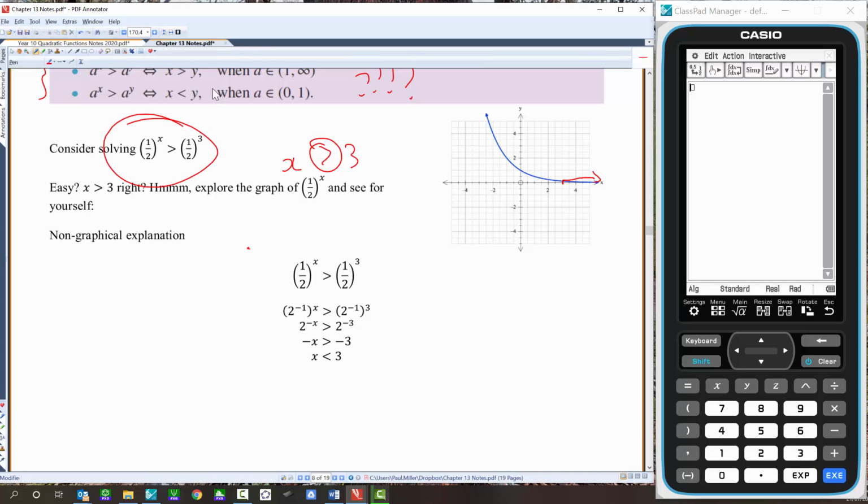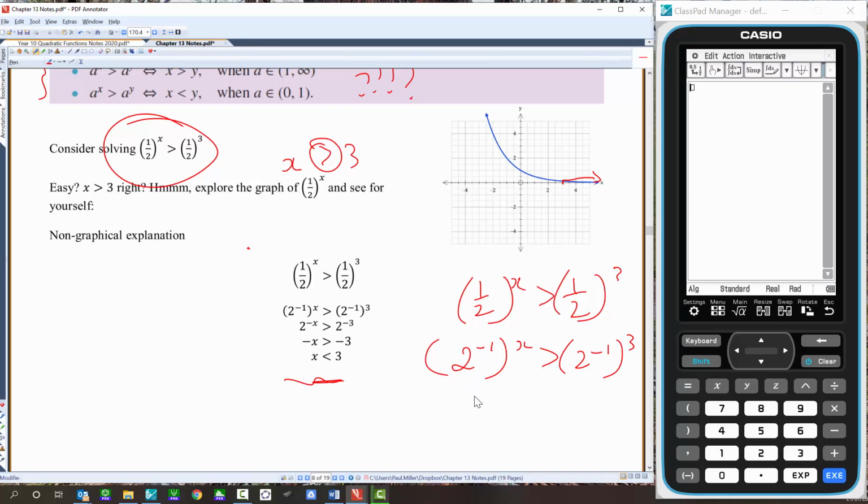Don't do it like this. Rewrite all of your bases, not as fractions, but using the negative index rules. So I'll step this through to show how this comes out. If our problem is half to the x greater than half to the 3, what I'm going to do is say that this is 2 to the negative 1 to the x, 2 to the negative 1 to the 3. Let's use the power to power rule. Negative x greater than 2 to the negative 3. Same bases, negative x greater than negative 3. Divide by negative 1. Dividing by a negative, we have to flip the inequality: x less than 3.